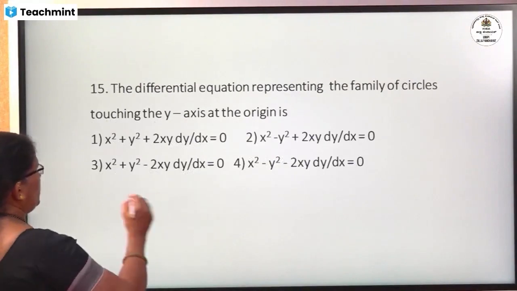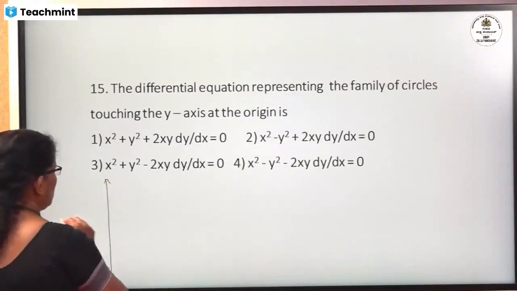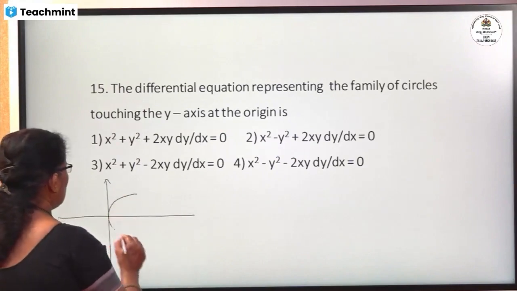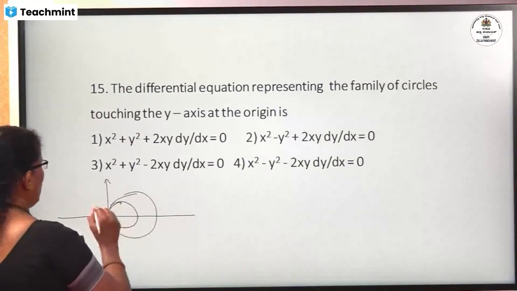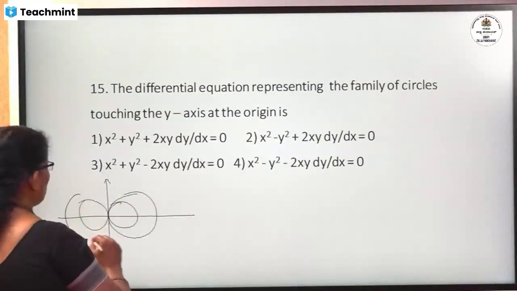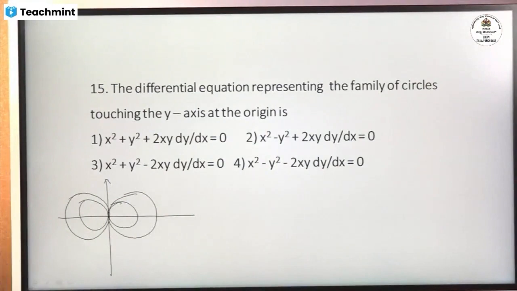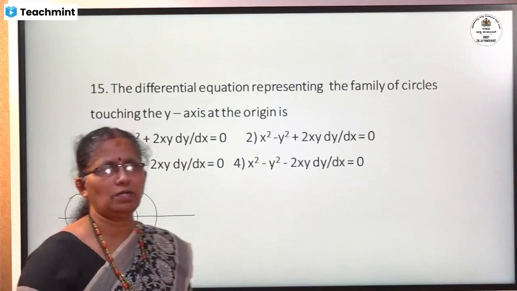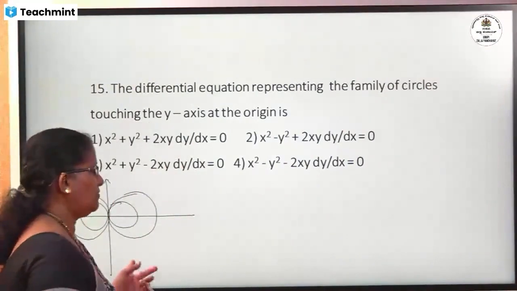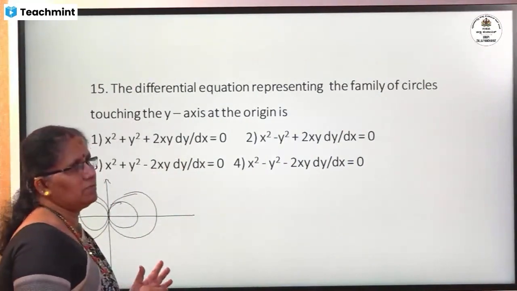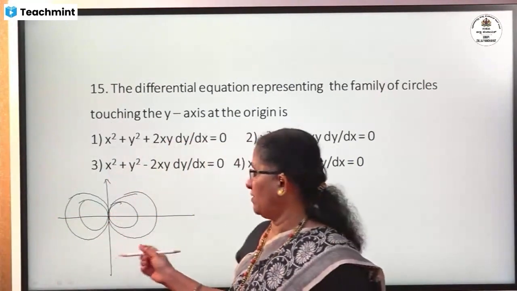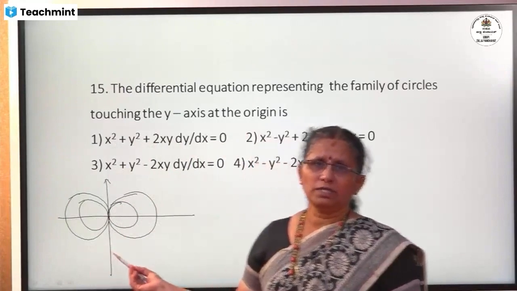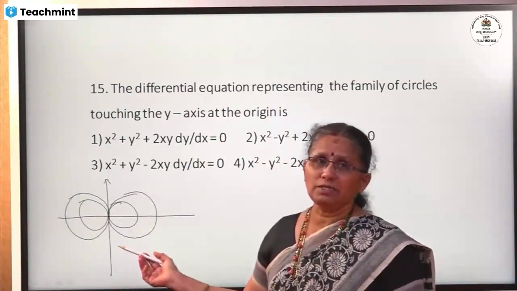Okay. Now let us consider a circle touching the y-axis at the origin. It should be like this, is it not? So a family of curves can be represented by a single differential equation. That is the beauty and the efficiency of differential equations. That is why any system you take will always be represented by a differential equation. You solve the system, you get the required properties of the system.